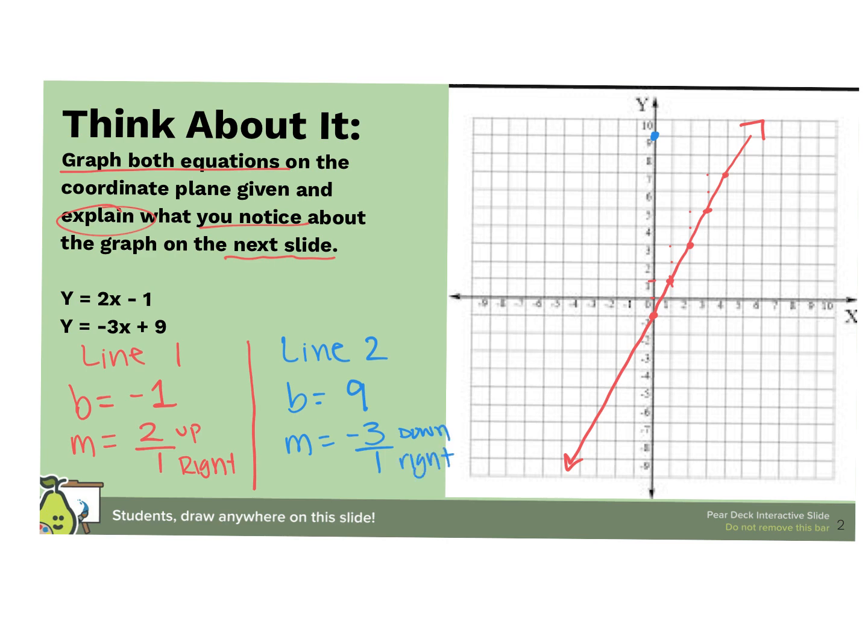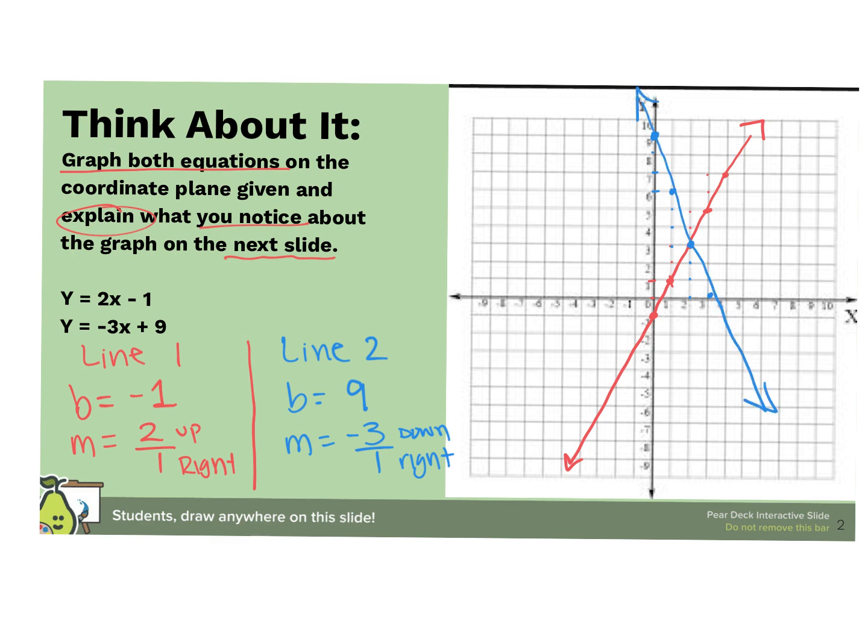Remember, it's down and right, not down and left. So we're going to go down 1, 2, 3, to the right 1, put a point, 1, 2, 3, 1, put a point, 1, 2, 3, 1, put a point, connect it.